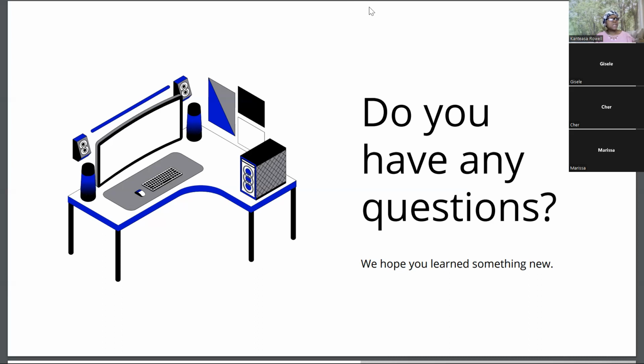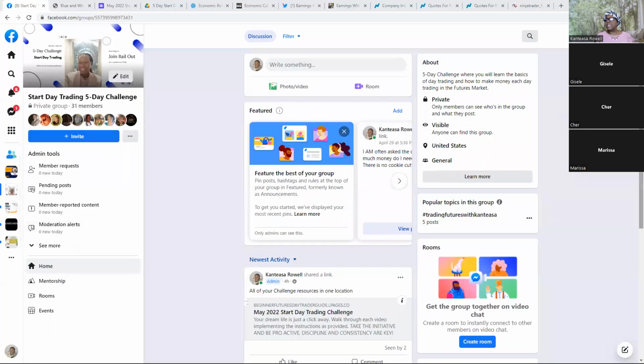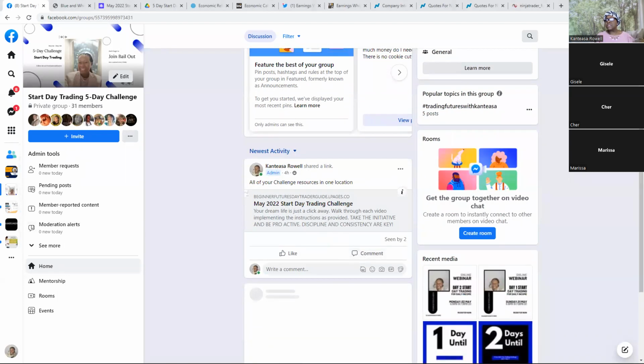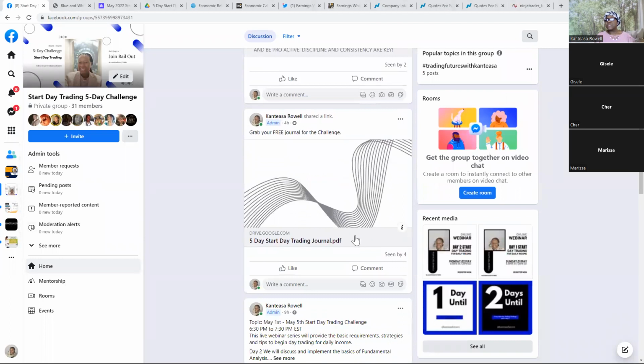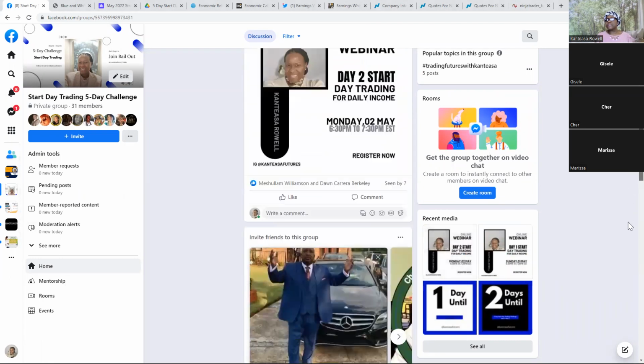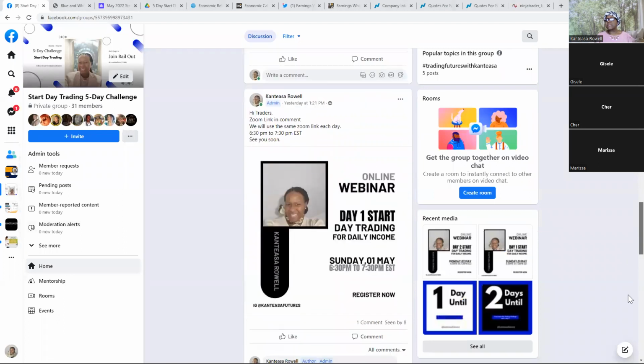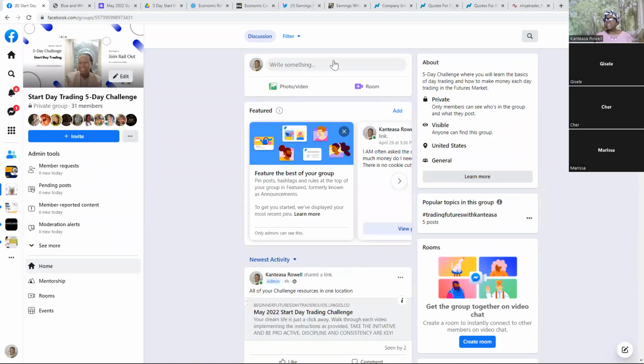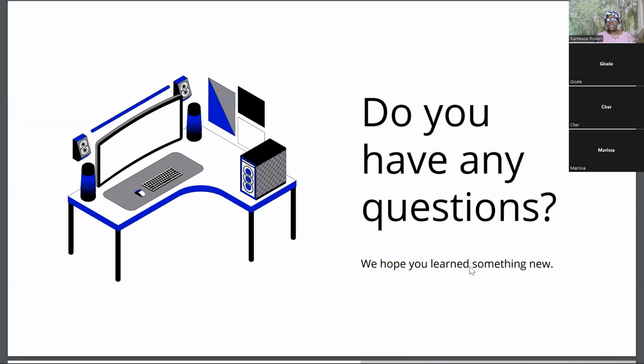I will share what the challenge group looks like. This link holds the resources, the link for the journal itself, and other information in there. Please post any additional questions that you come up with after we log off. You can post them in the group. I will definitely check it. Let's see. Any other questions that you can think of right now while we are here?